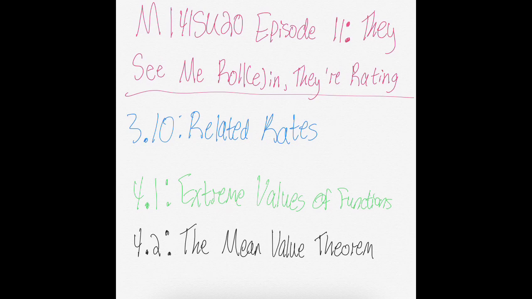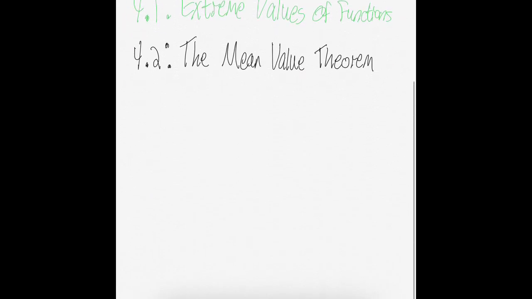And finally, section 4.2 introduces us to the mean value theorem, which is arguably one of the most important theorems in calculus. We also look at a special case of the mean value theorem called Rolle's theorem, which is actually proved in the book before the mean value theorem, but again, really is just a special application of the mean value theorem. So lots in store for today.